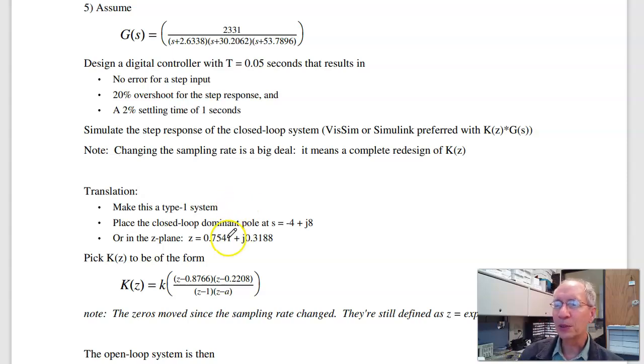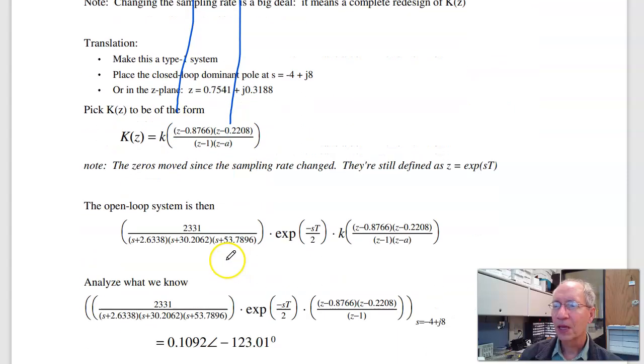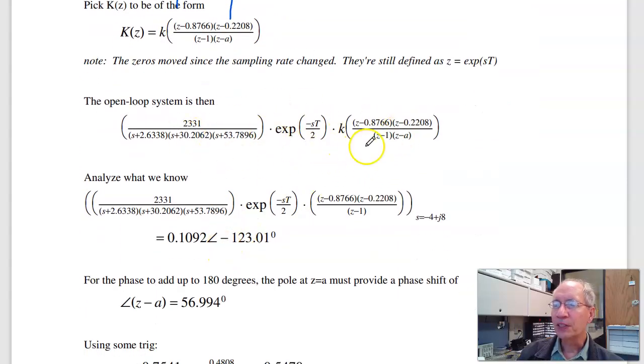So it'll be similar to before. I've got 2 zeros, 2 poles. This cancels the pole at minus 2.6. This cancels the pole at minus 30. The zeros change in the z-plane because the sampling rate changed. Z is e to the st. Change t, you change z. So here's the form of the solution.